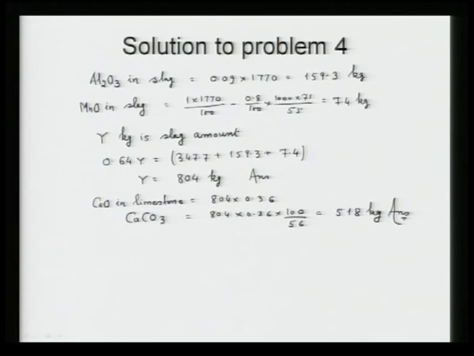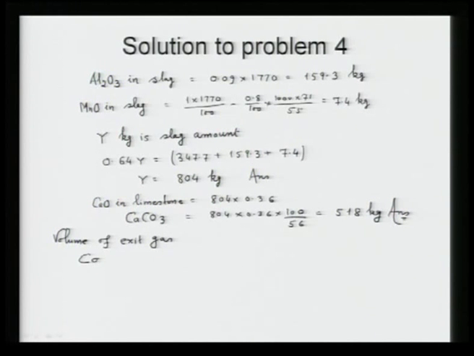Now, we also have to calculate the volume of exit gas. The problem says that the CO, CO2 and N2 are given to us, so what we have to do is a carbon balance. We will be doing the carbon balance in kg moles. So, let Z be the amount of gas in kg moles.